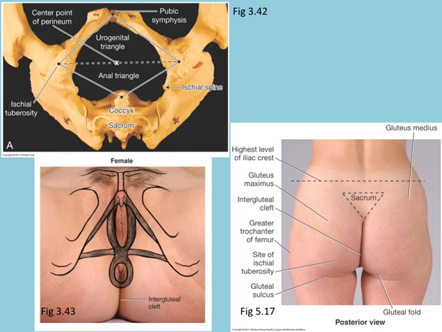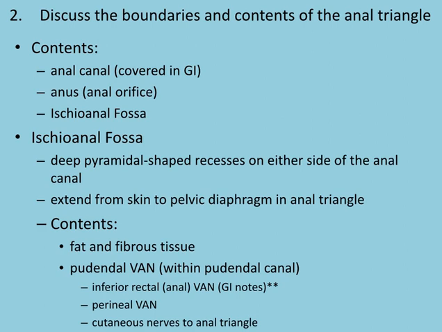Figure 5.17 shows you where the sacrum is approximately, and gives you a sense of where we're talking about for the perineal region. Alright, so the boundaries and contents of the anal triangle. Contents: the anal canal, which we talked about in GI, so you may want to review that; the anal orifice, the anus, and the ischial-anal fossa.